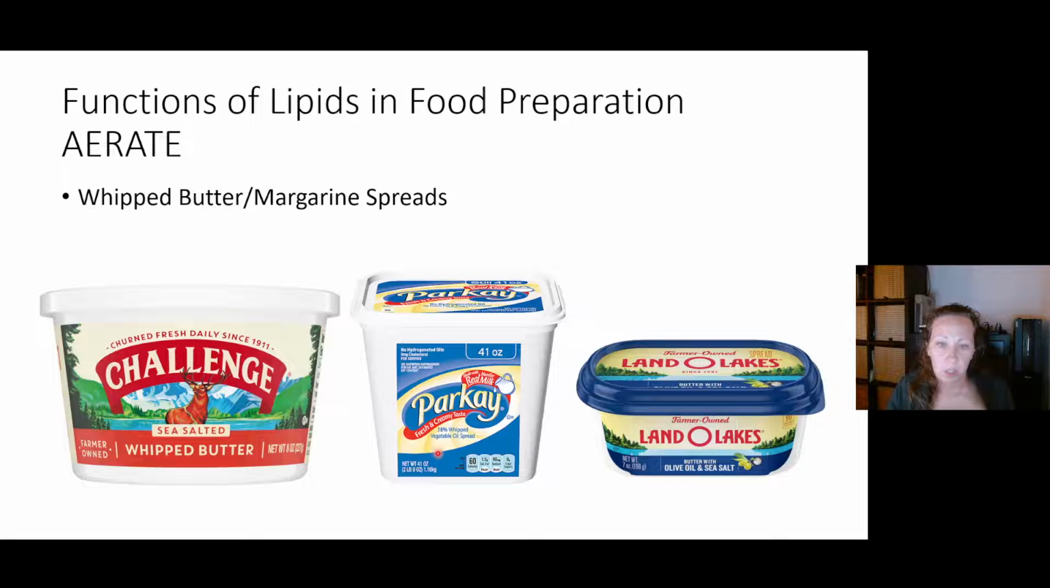Now sometimes butters are spreadable, but they're not whipped. And what's happened there is they've usually incorporated oils into it. So this Land O'Lakes spreadable butter has olive oil in it to make it a little bit softer. Now olive oil is actually a solid at refrigeration temperatures too, but it's a little bit softer than butter.